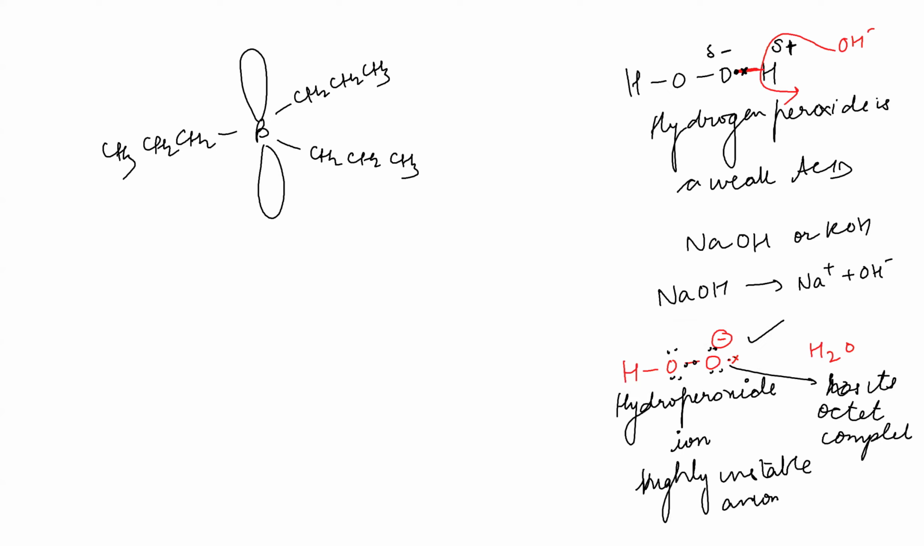This is O, O, H, which is my hydroperoxide anion. It has 1, 2, 3, 4, 5, 6 electrons, like that. And it donates one of its electrons to boron, keeps one with itself. So which electron is it donating? It is donating that electron which is extra, which it actually fetched from H.